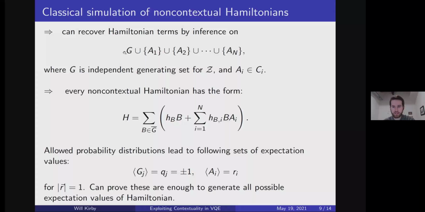So what is in this set? The components are first this subset G, which is an independent generating set for the fully commuting part, script Z from the previous slide.